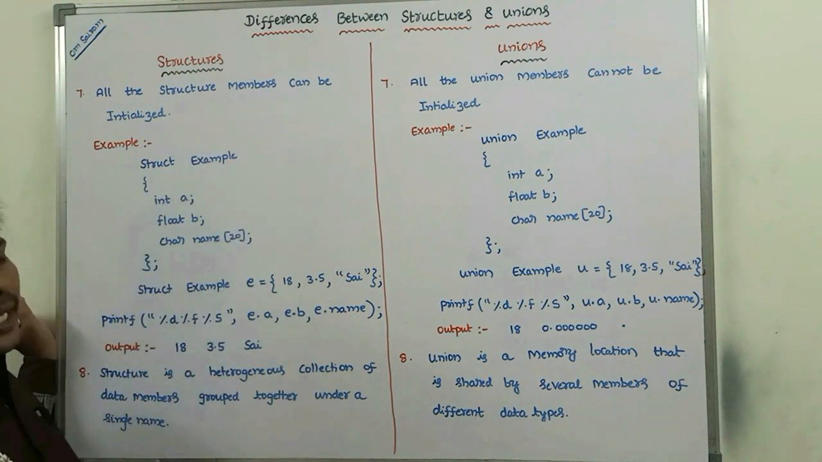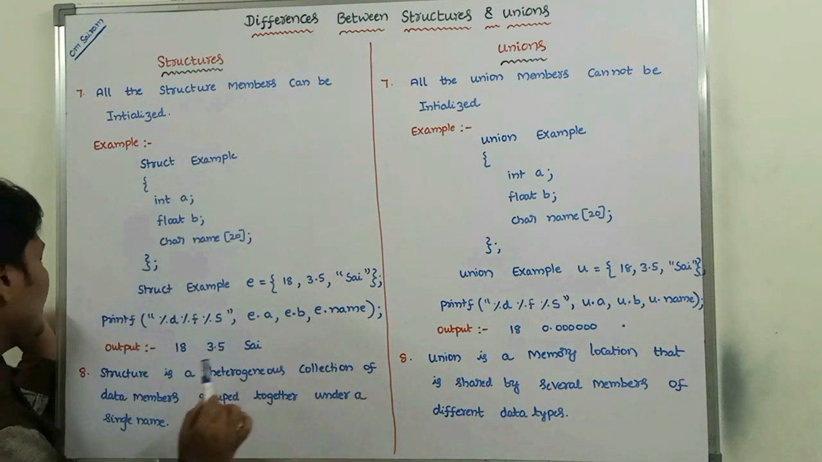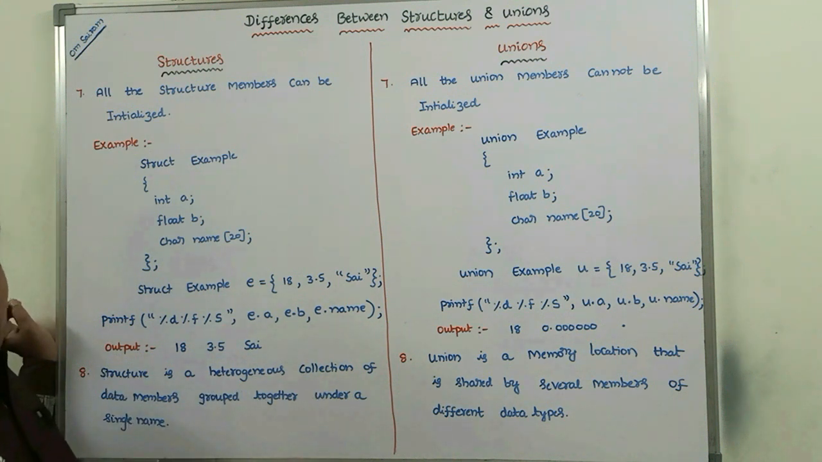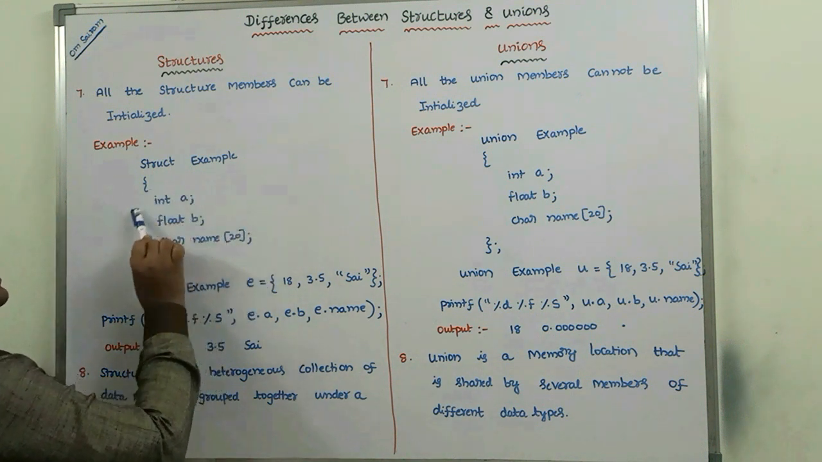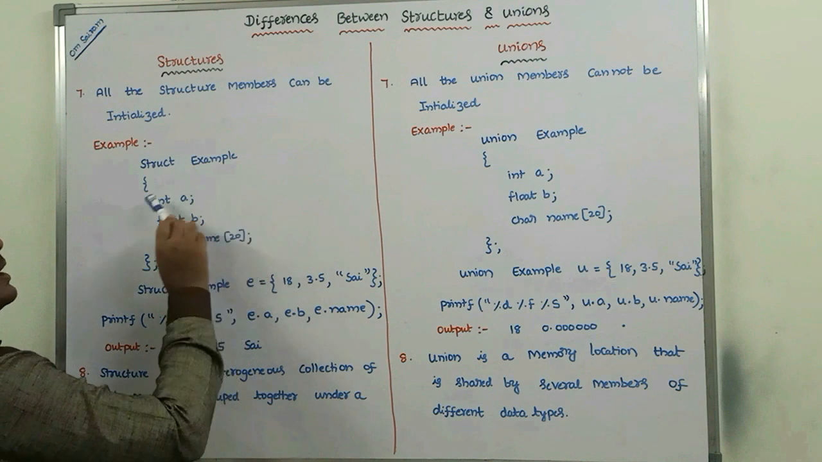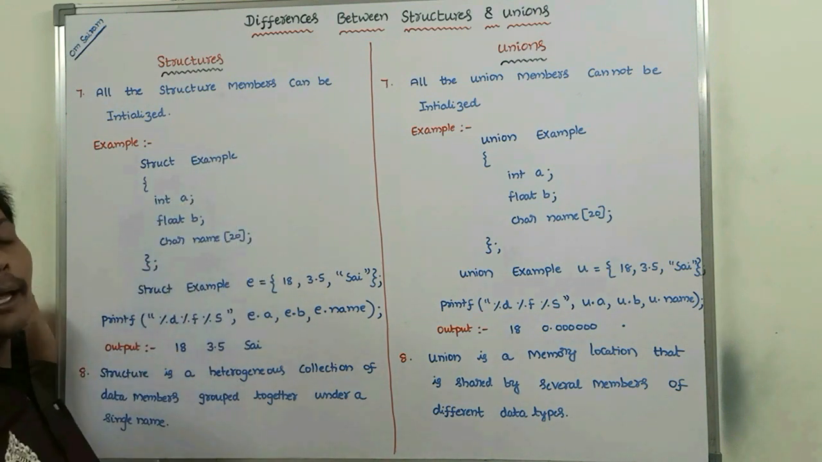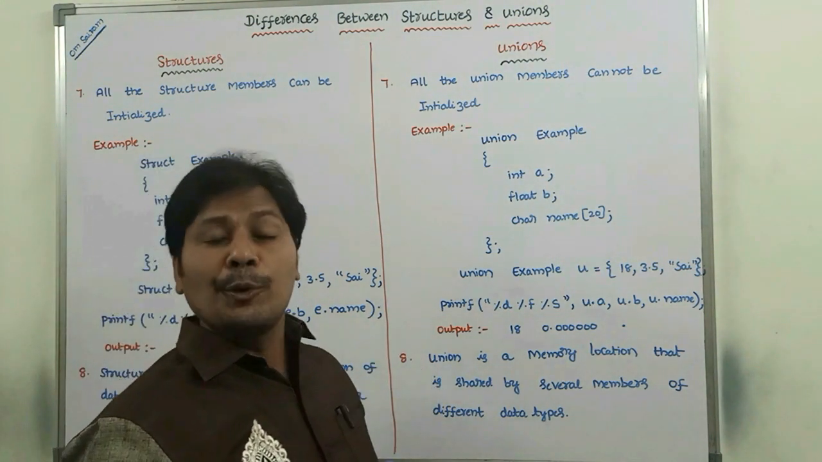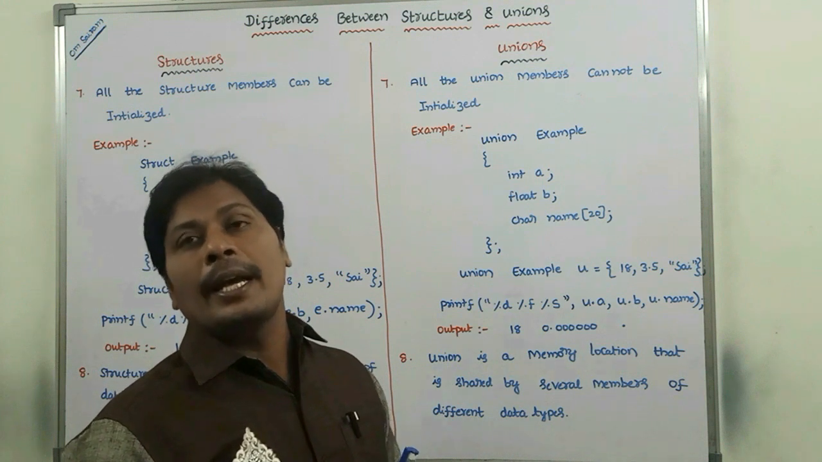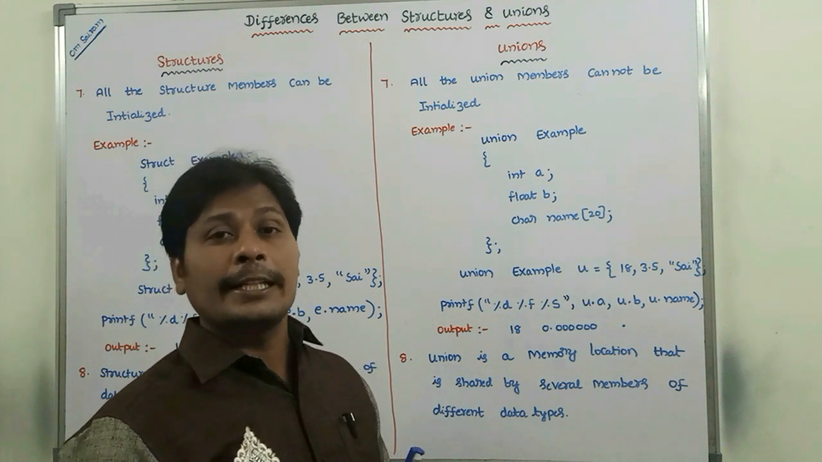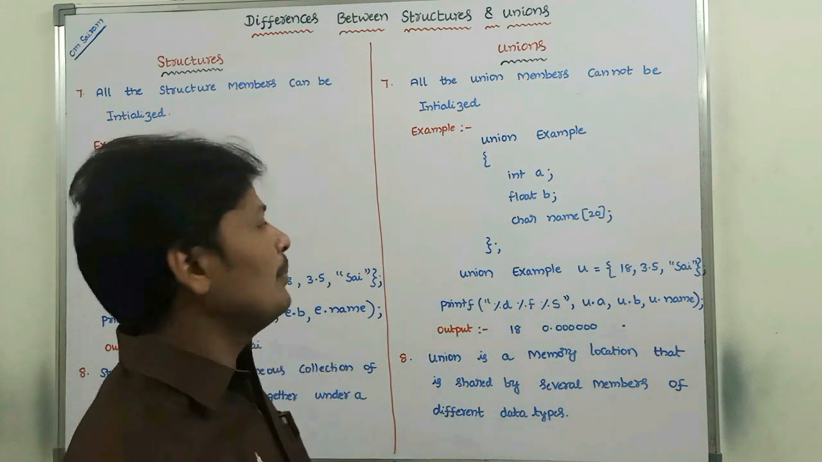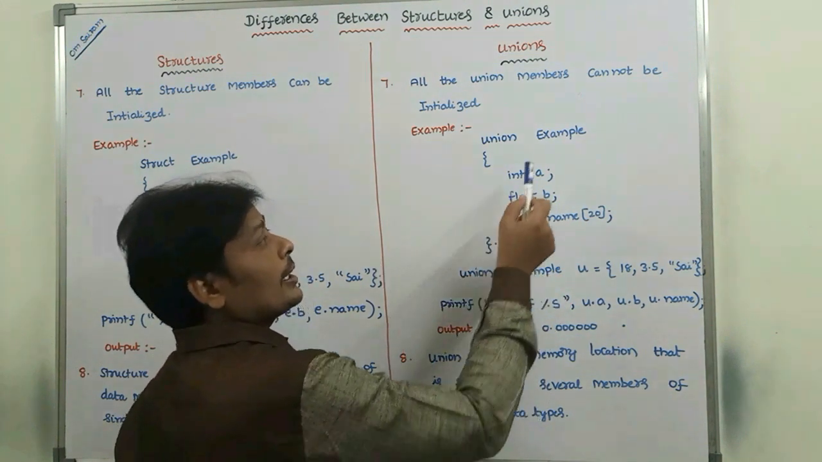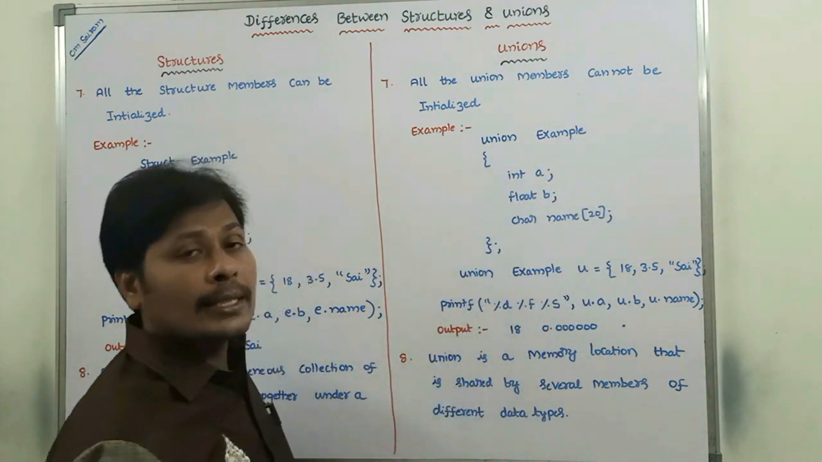Structure is a heterogeneous collection of data members grouped together under a single name. So these are the different data type members. They are grouped together under a single name called example. Whereas union is also a heterogeneous collection of different data type members under a single name. They are grouped together under a single name called example.